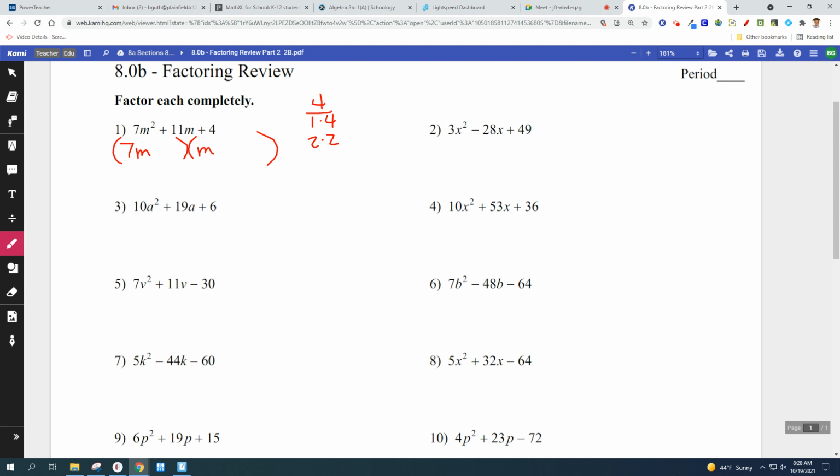You can just kind of play around and say, well, if I multiply this one, that's going to be 14 plus 2 is 16. That can't be right. If I do this one, that's 28 plus 1 is 29. That can't be right. If I do this one, 7 times 1 is 7, plus 4 is 11. There we go. That's it. That's the one that works.